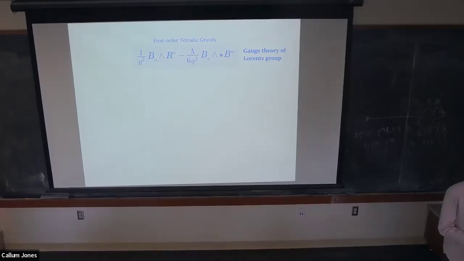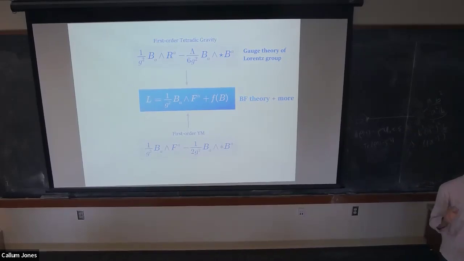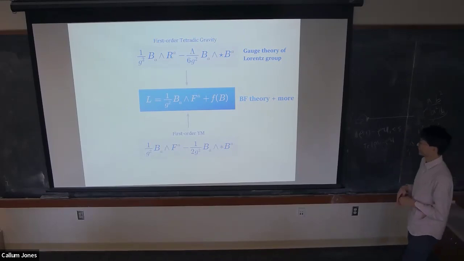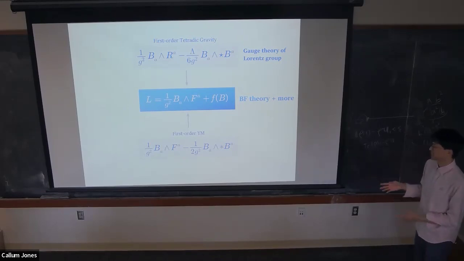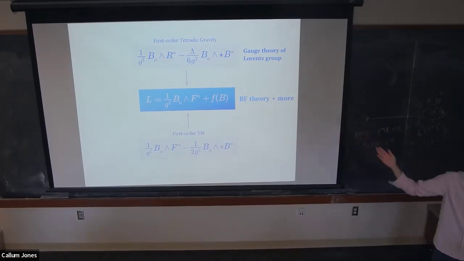So the upshot is that we formulated gravity in this form, which is surprisingly similar to the formulation of Yang-Mills theory in the first order format. So we observed that those two are the same theory, in the sense that they all take this universal form, which is BF plus B squared.